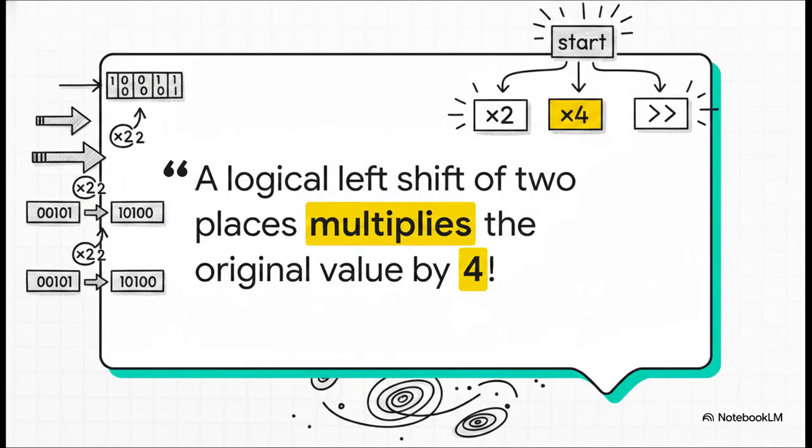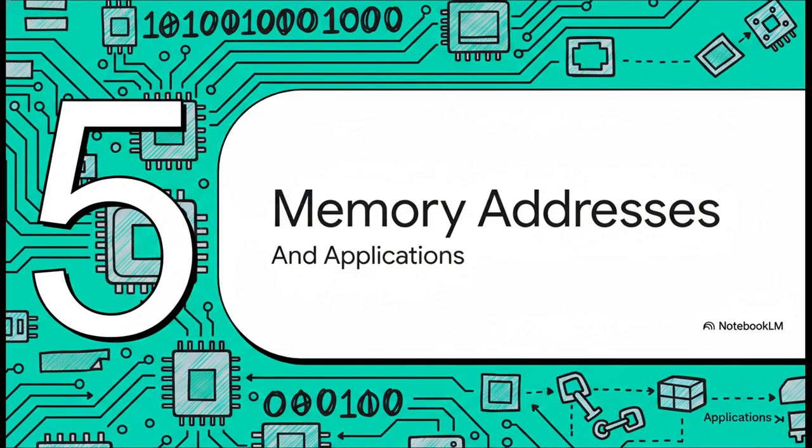And here is a beautiful mathematical shortcut that examiners frequently ask about as a follow-up. If one shift to the left multiplies the value by 2, then a logical left shift of 2 places multiplies the original value by 4. If you shifted it 3 places, it multiplied by 8. Recognizing this pattern saves you from having to convert the whole thing back to denary just to figure out what happened. Game changer, right?